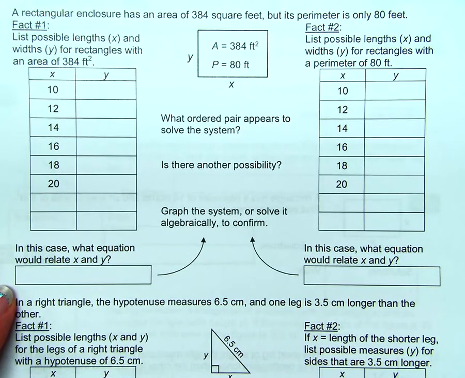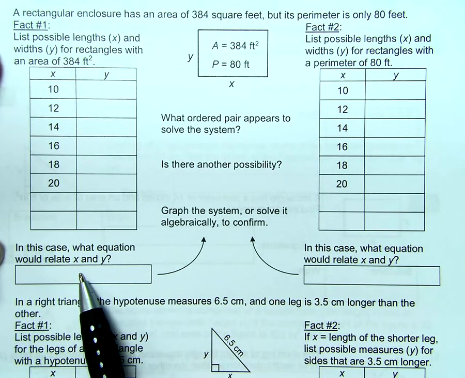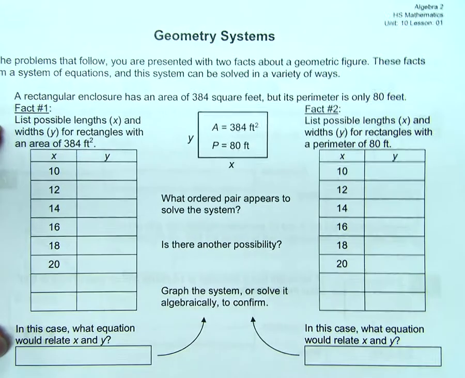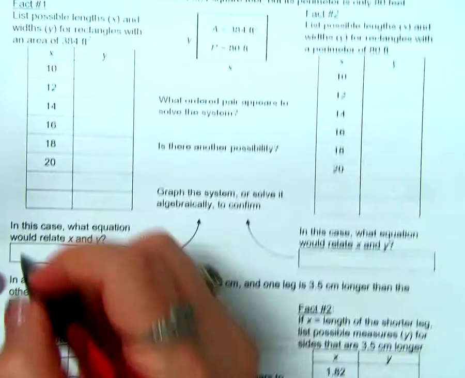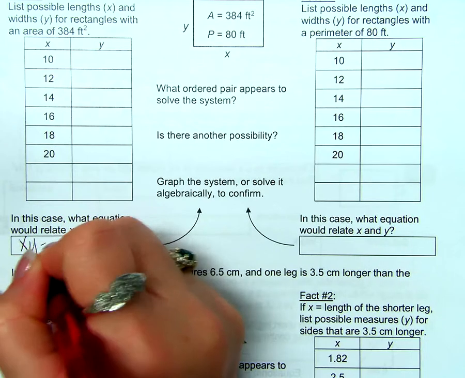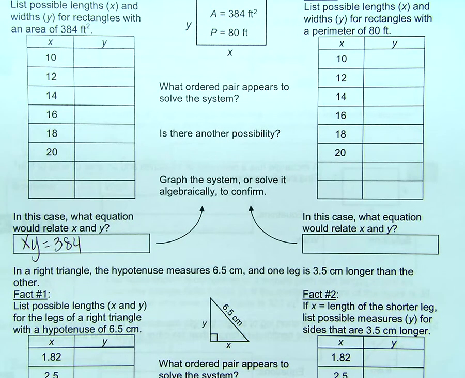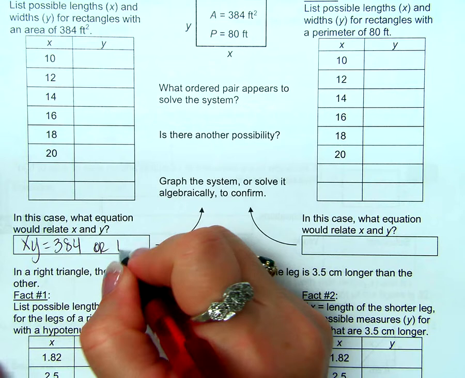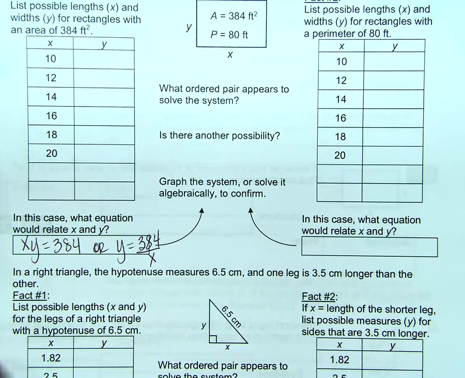Okay, so it does ask for the equations, and I do want to fill those in because I want to make sure you can pull equations from sentences. Can you tell me what equation would relate x and y if we're talking about the area of a rectangle being 384 feet squared? So xy equals 384. Okay. What would it look like if I had solved for y? Y equals, very good, 384 over x.